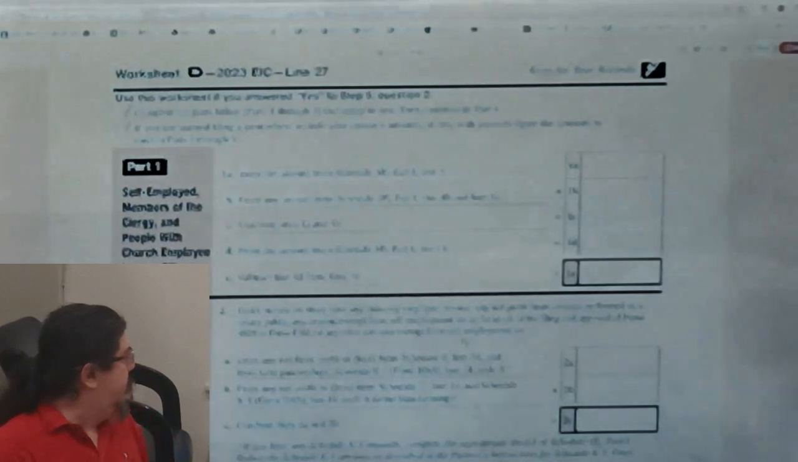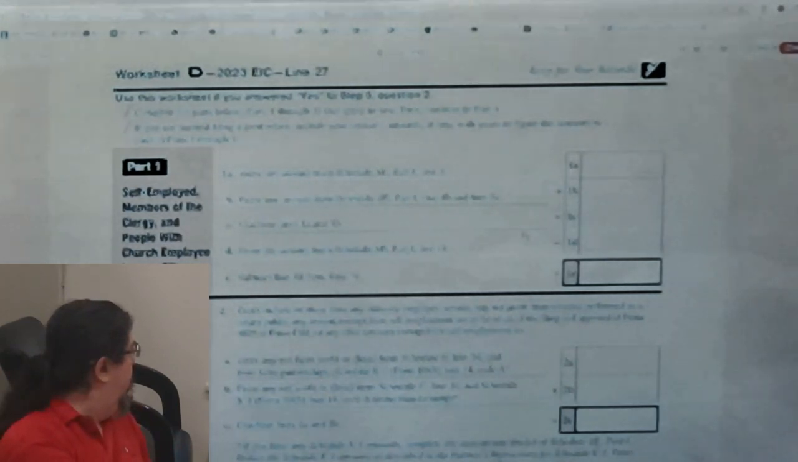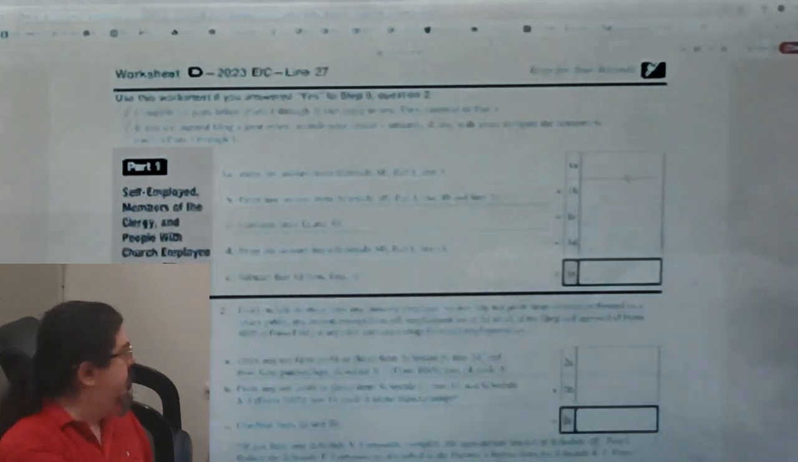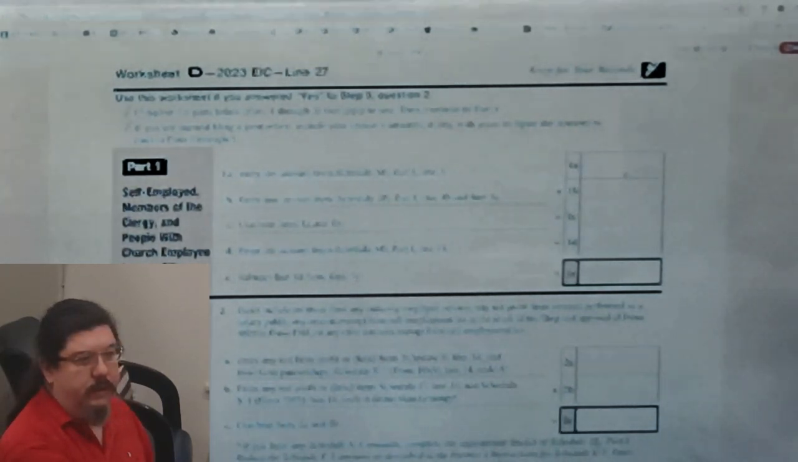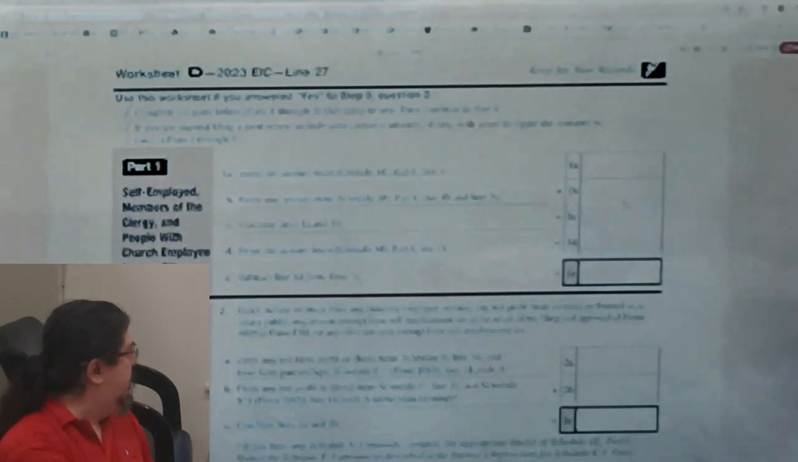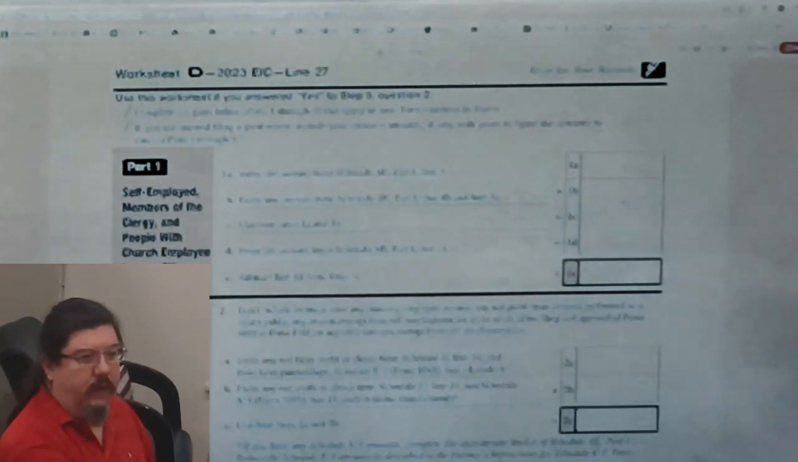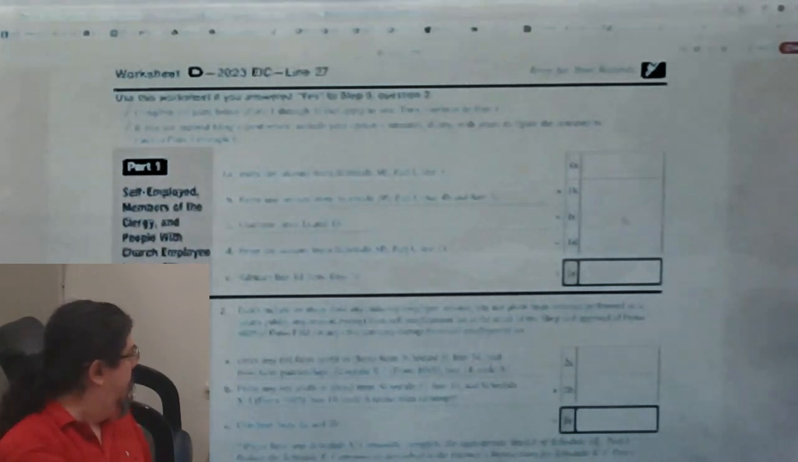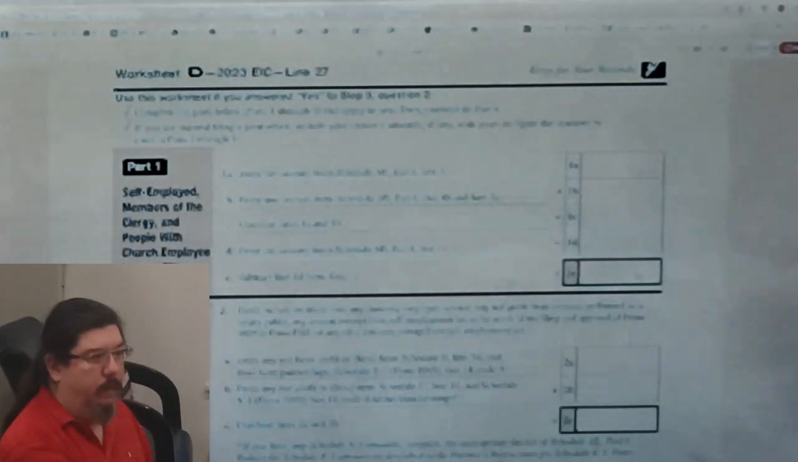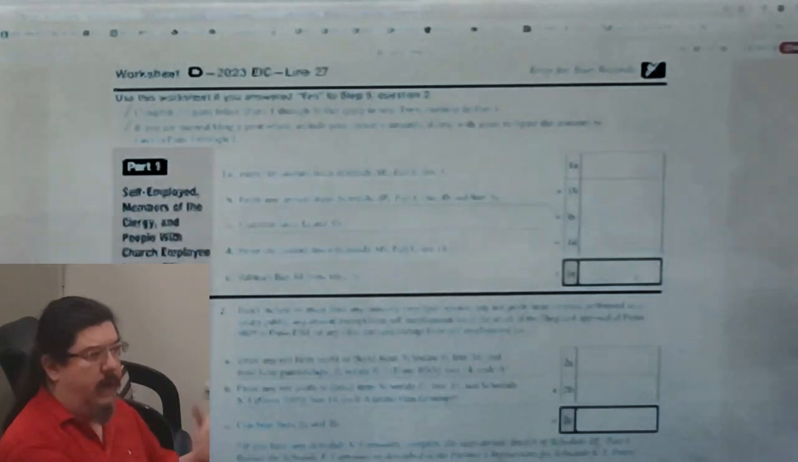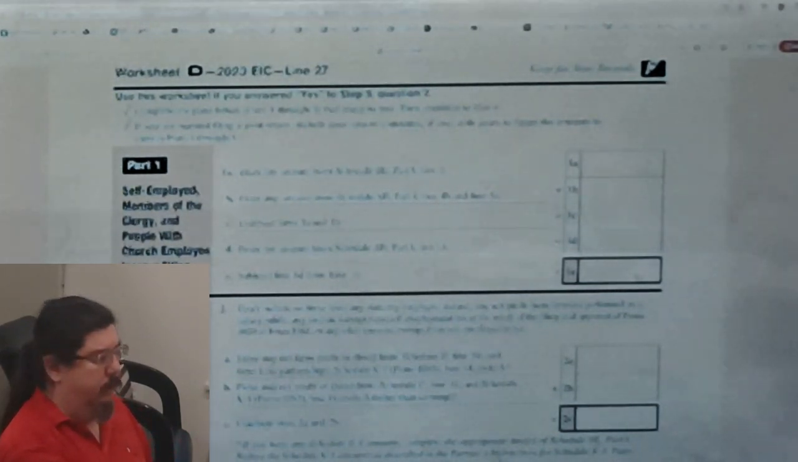So Worksheet A is pretty basic. Worksheet B is if you have self-employment. So you have to calculate your earned income, which is your net profit from business, but minus a special adjustment for half your self-employment tax. And that's your earned income from self-employment. Add that to your other earned income to get your total earned income.